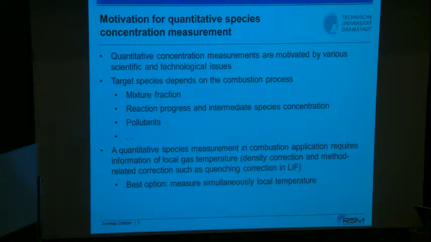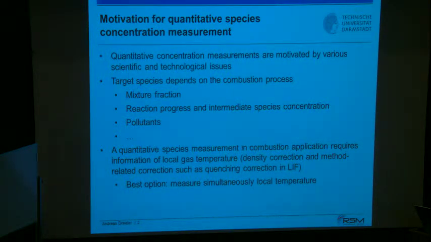It's very important to note that whatever technique you use to measure species quantitatively, you need to know as well the local gas temperature. For a very simple reason. When the temperature changes, you have a change in the density. And you need to correct your signal, which denotes the concentration. This needs to be corrected for the local density.